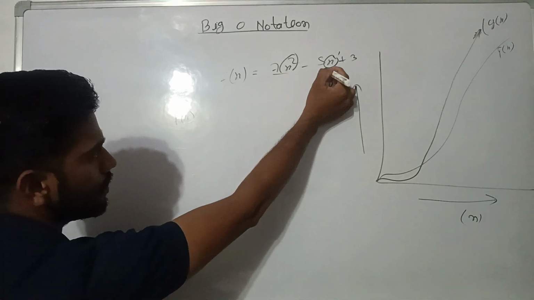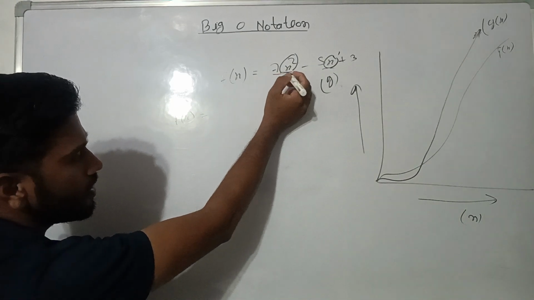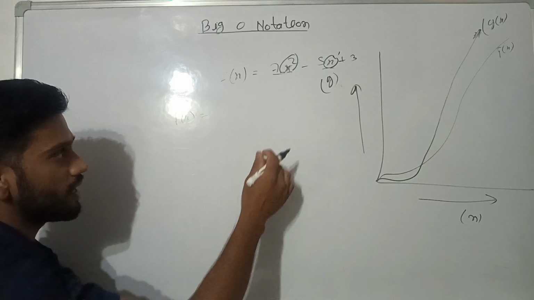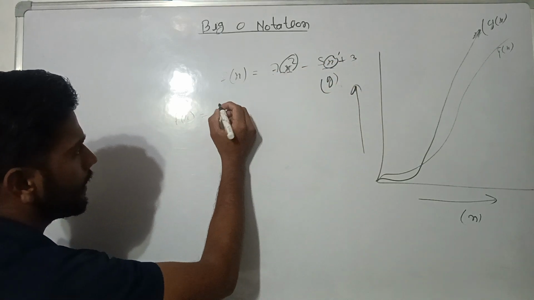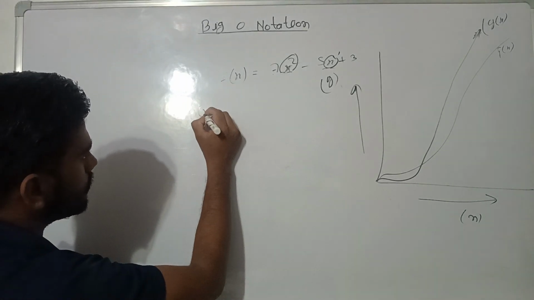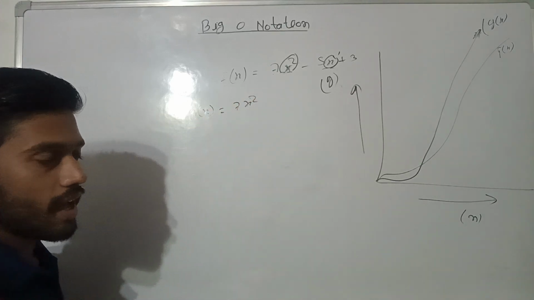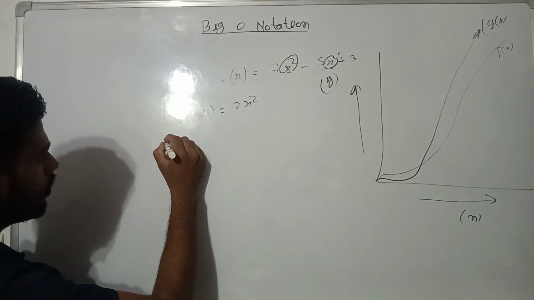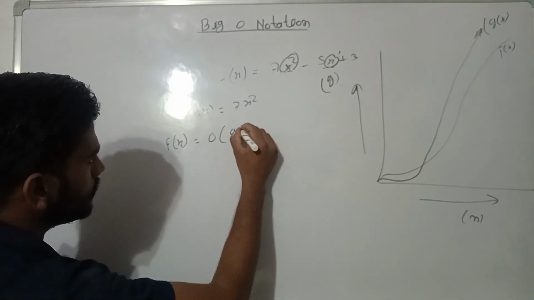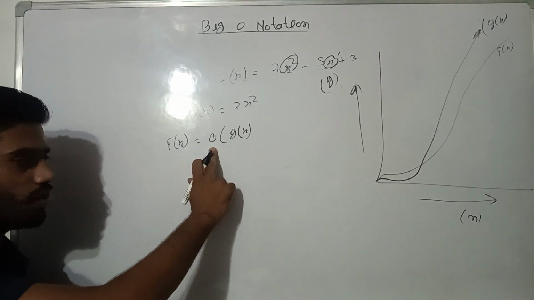f(x) is a function. Now here x to the power 2 is the greatest in the function. So let's consider g(x) is 7x square, and Big O of f(x) is equal to Big O of g(x). Big O is denoted by O, right?